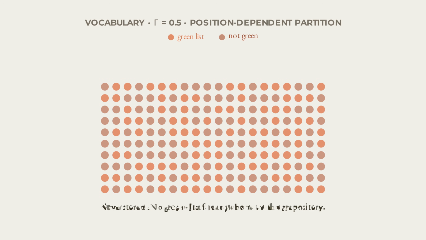The first half of that permutation is the green list. It changes completely at the next position. It is never stored. There is no green list file anywhere in this repository. The seeding and partitioning code.